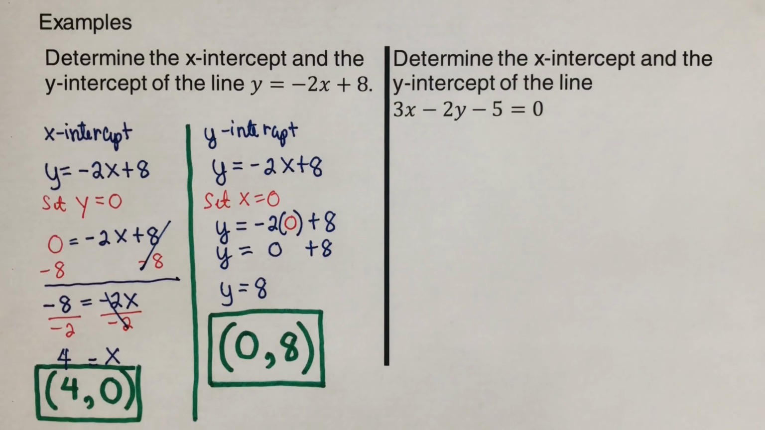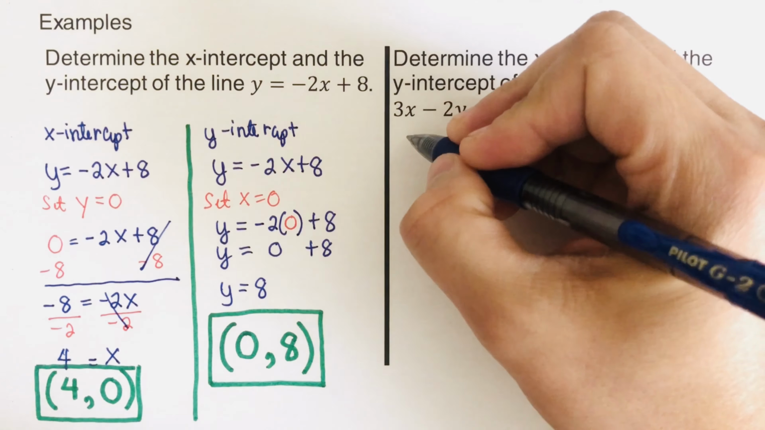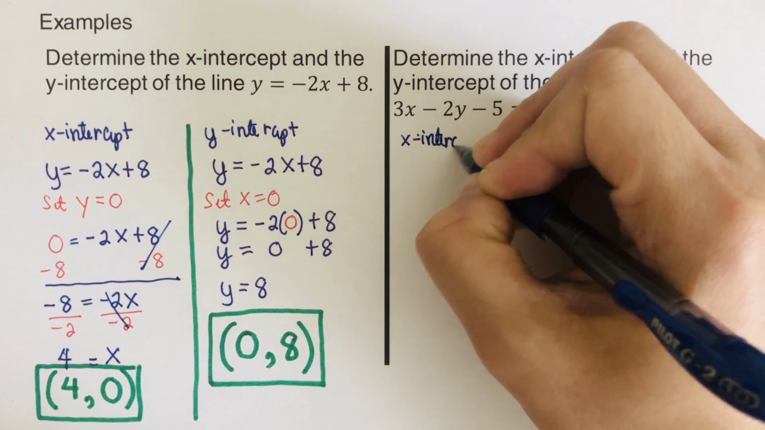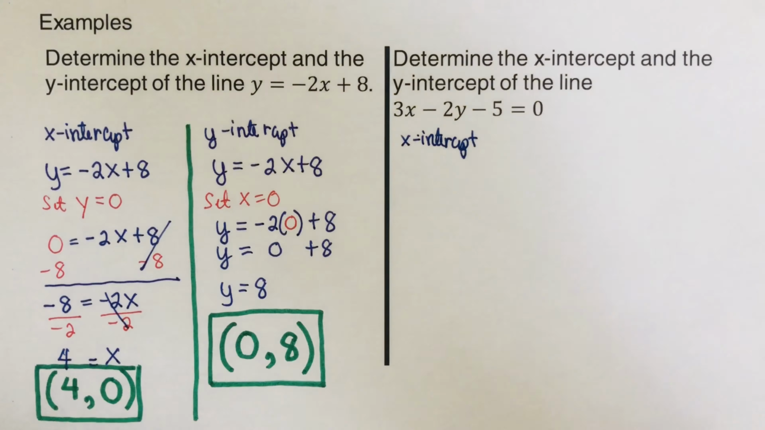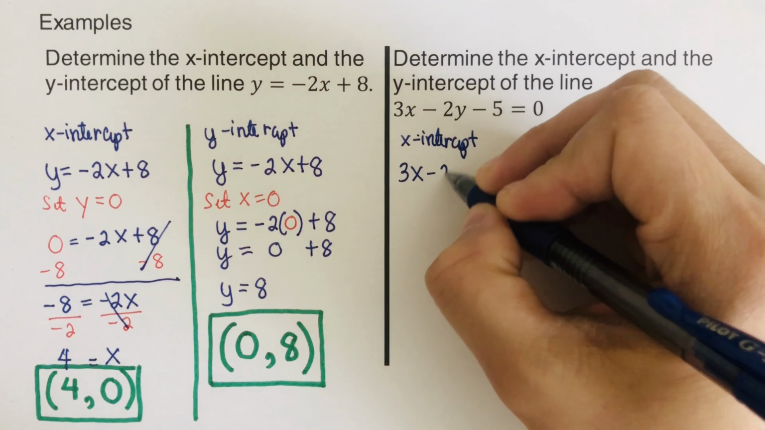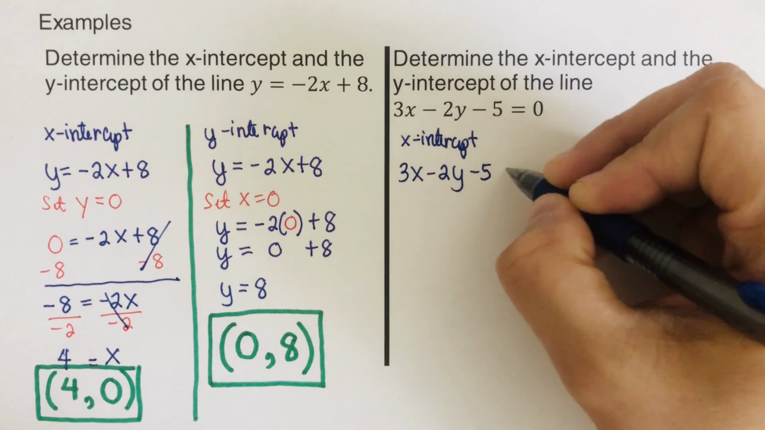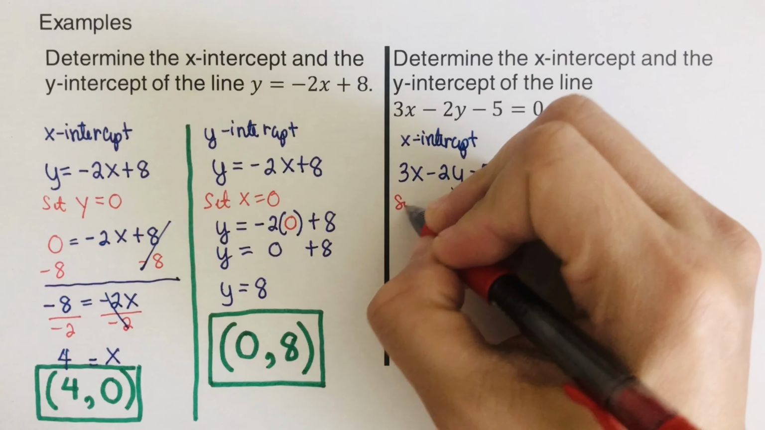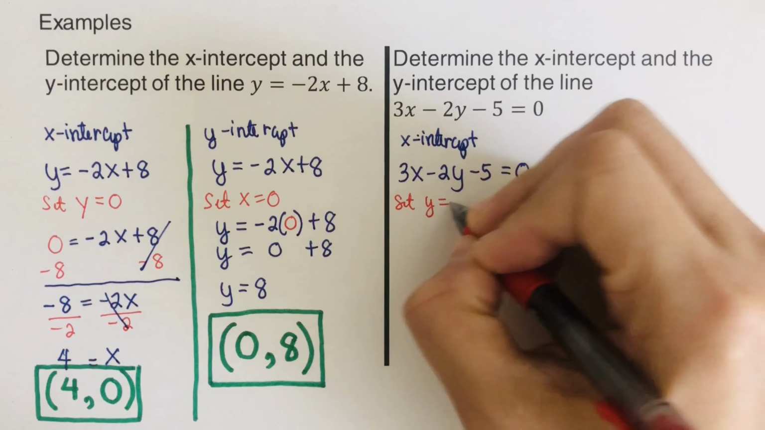Okay, so we go over the problem here. First, we are going to solve for the x-intercept. So I'm going to show the work for the x-intercept on this side. Again, the equation right there is 3x minus 2y minus 5 equals 0. And so to solve for the x-intercept, we set y equals 0.